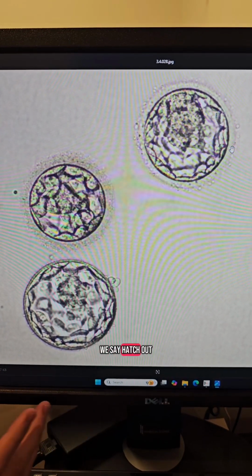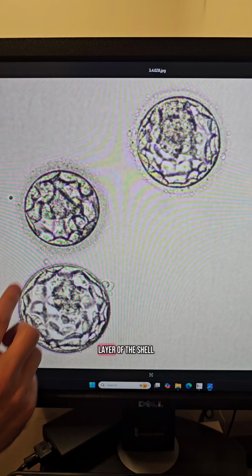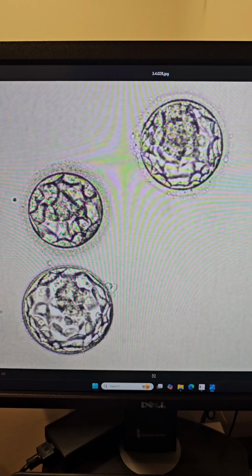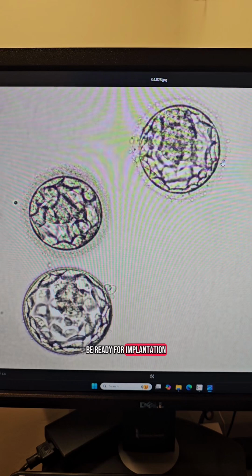When we say hatch out, it means the embryo will hatch through the outer layer of the shell, which is the zona pellucida. The embryo will hatch out of the shell and be ready for implantation.